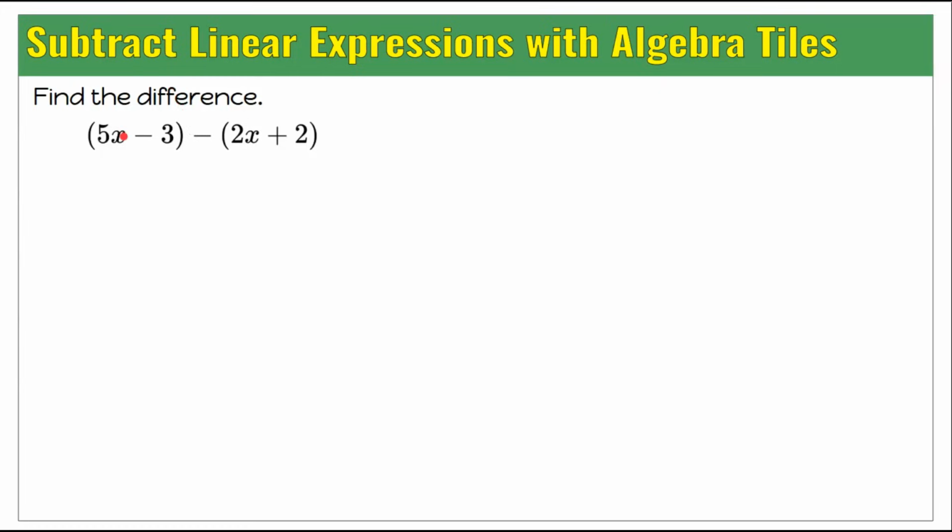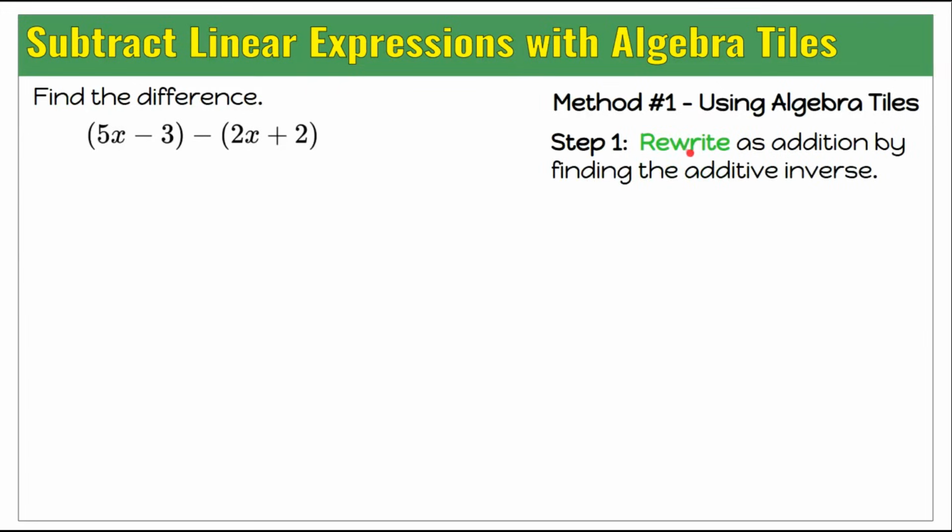So we're going to find the difference using algebra tiles. My first step when I'm using this method is to rewrite as addition by finding the additive inverse. So I look at my first linear expression and I'm going to make it 5x add the opposite. Change negative 3 to its additive inverse. We're going to add negative 3. Subtract 3 is the same as add negative 3. We're changing this to addition.